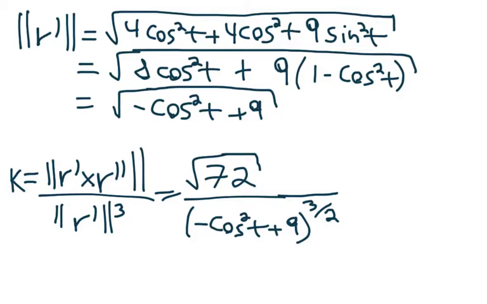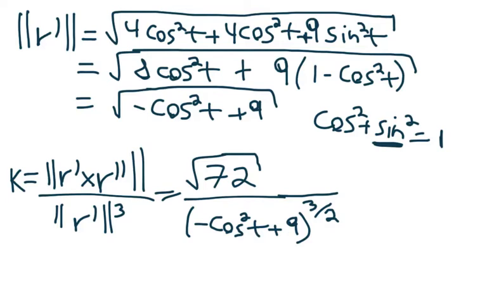Then we take the magnitude of the first derivative of r t. That's going to give you 4 cos squared t plus 4 cos squared t again, and then plus 9 sine squared t. Forgot a little plus here. 4 cos squared plus 4 cos squared is 8 cos squared, and we know that cos squared plus sine squared is equal to 1. So we can simply isolate sine squared and get 1 minus cos squared t, all of that times 9. And we finally get the magnitude of r prime t to be the square root of minus cos squared t plus 9.